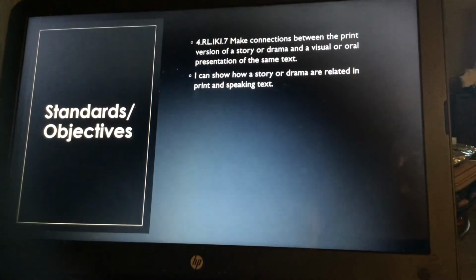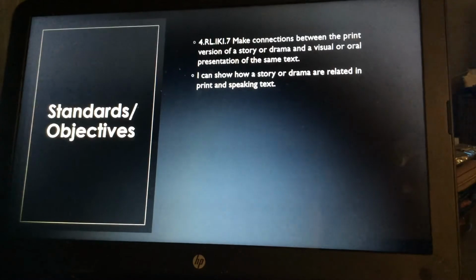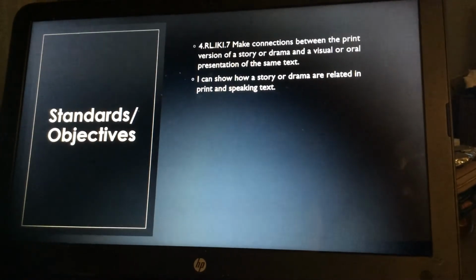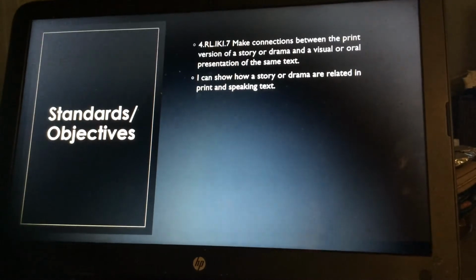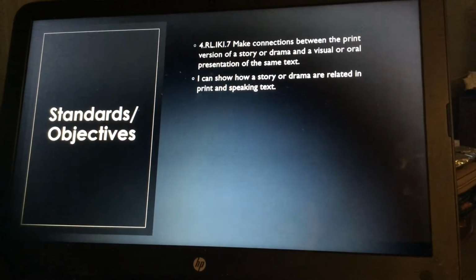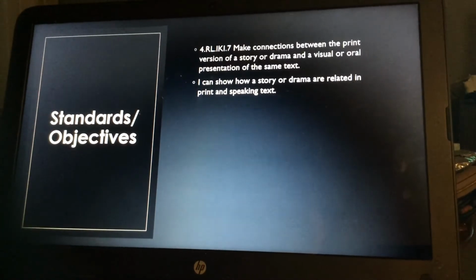Our standard for the day is 4.RL.IKI.7. We're going to make connections between the print version of a story or drama and a visual or oral presentation of the same text. I can show how a story or drama are related in print and speaking text.